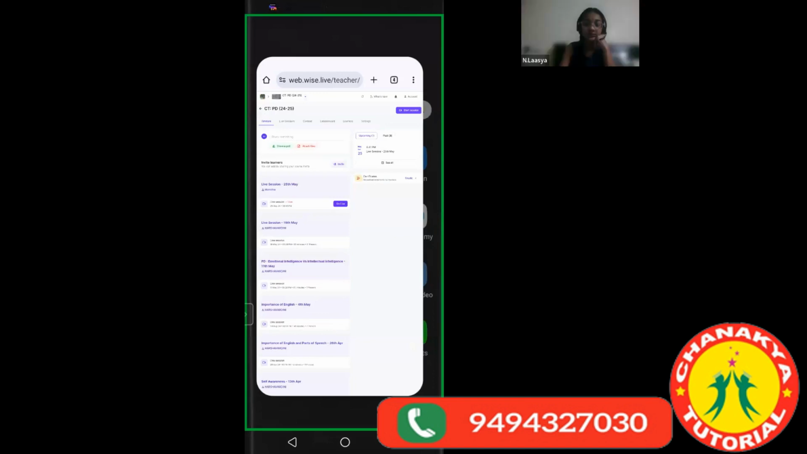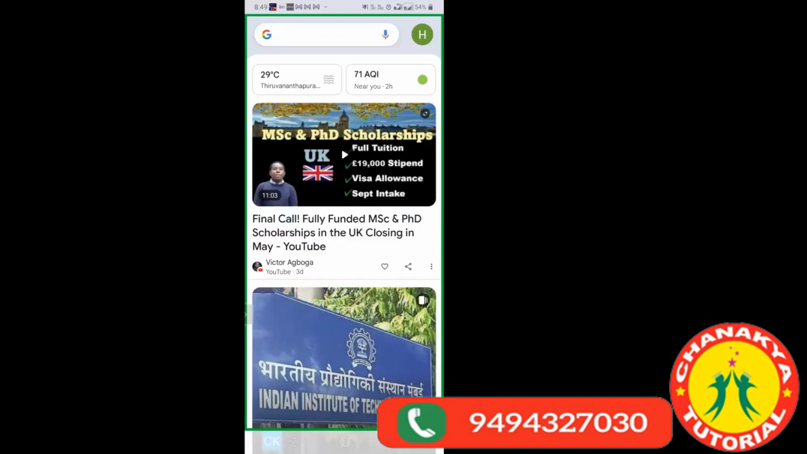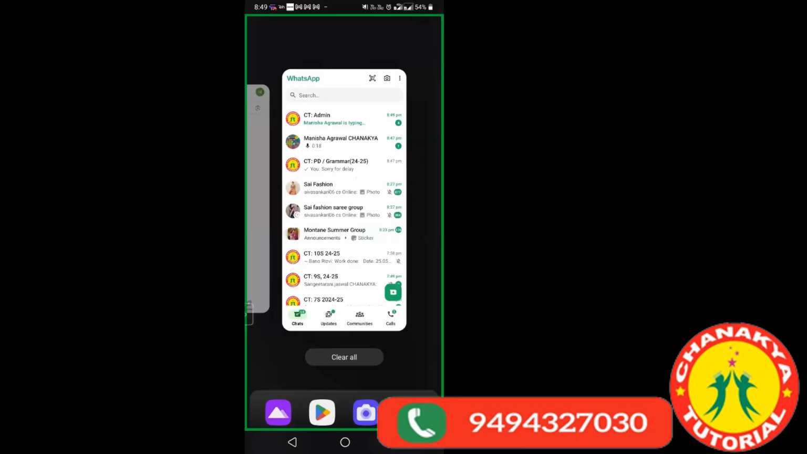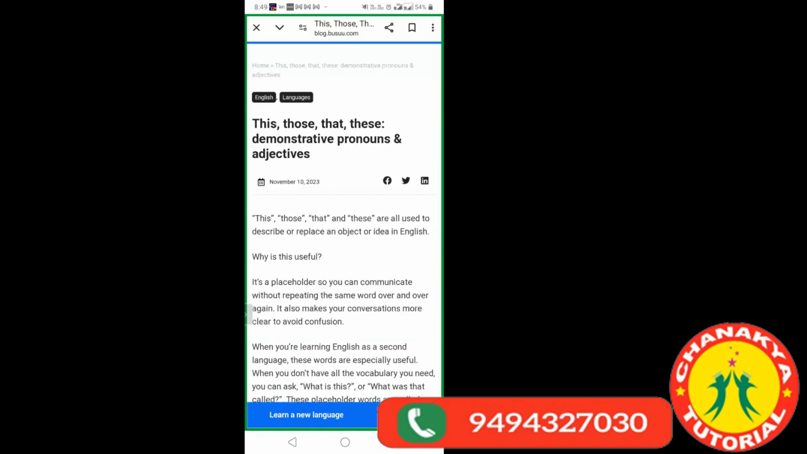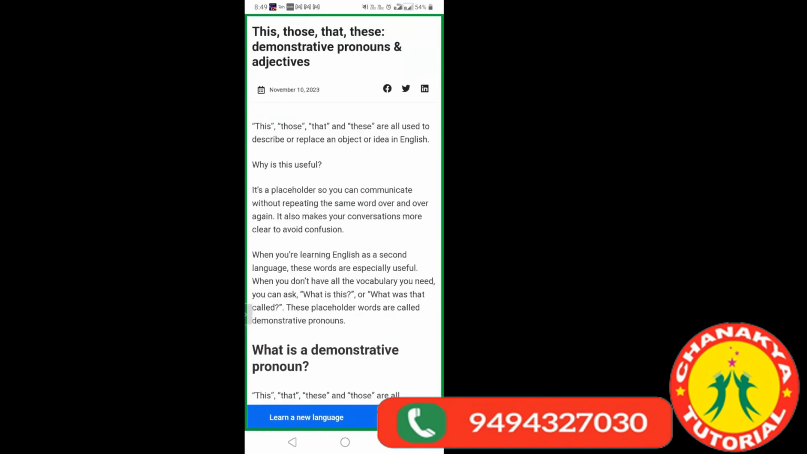Screen stuck, ma'am. Is my screen visible? Yes, ma'am. Now it is visible. Yeah. So this is the blog. Can you see the blog? Yeah, can you see the screen? Yes, ma'am. Okay.